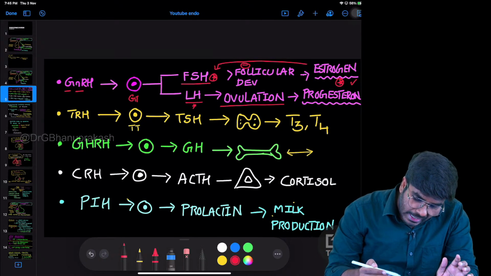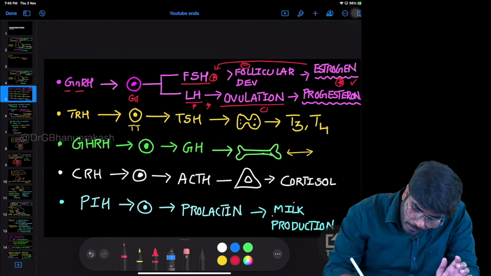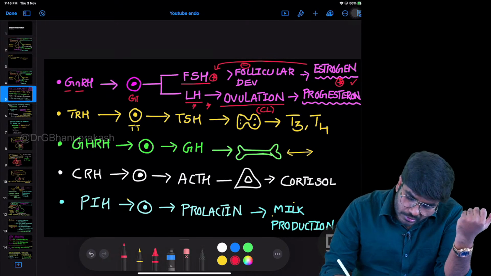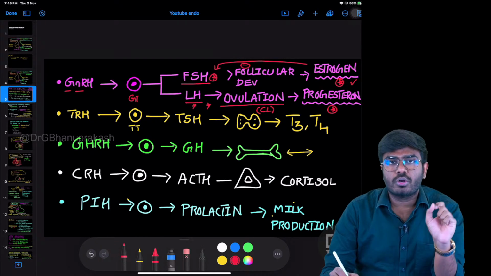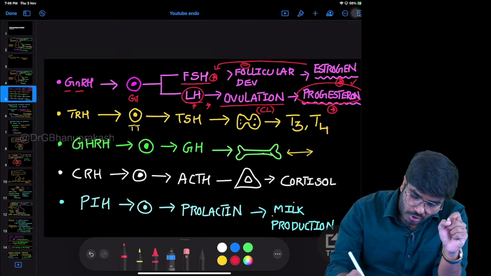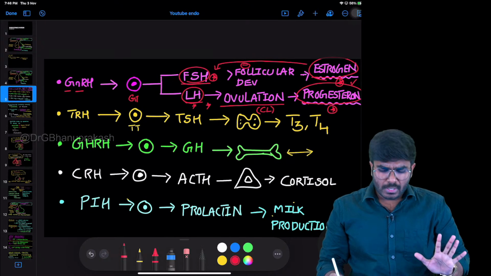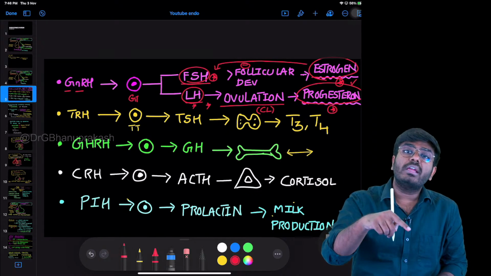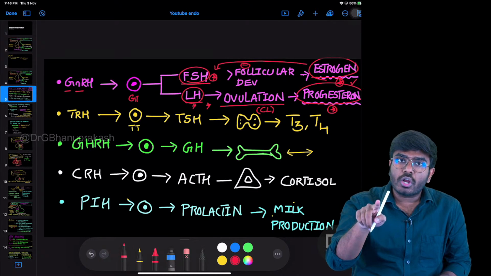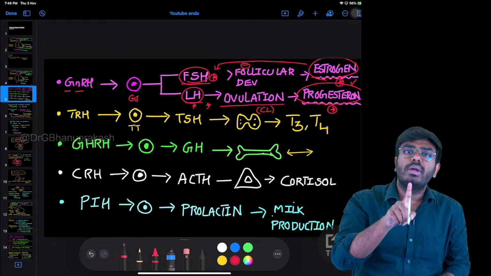So remember, LH helps in the process of ovulation. Whenever there is ovulation, there is development of the corpus luteum, which is nothing but the ruptured Graafian follicle. This corpus luteum helps in the production of progesterone. So all the time remember, LH helps in the production of progesterone, and FSH helps in production of estrogen. Estrogen down regulates FSH release. Progesterone gives negative feedback to LH.